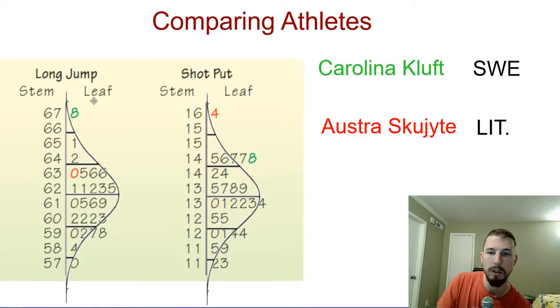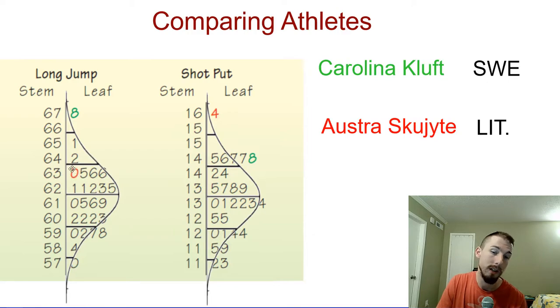So here we have two athletes and two different events of their seven. We have the long jump and the shot put. For both of these, higher numbers are better, so at least we have that going for us. We have Carolina Klüft from Sweden and Austra Skujytė from Lithuania. And we can see the two different things going on here, right? Like a histogram, we can see the shape of the distribution. But the stem and leaf plot, unlike the histogram, shows us the actual data points themselves, which is nice.